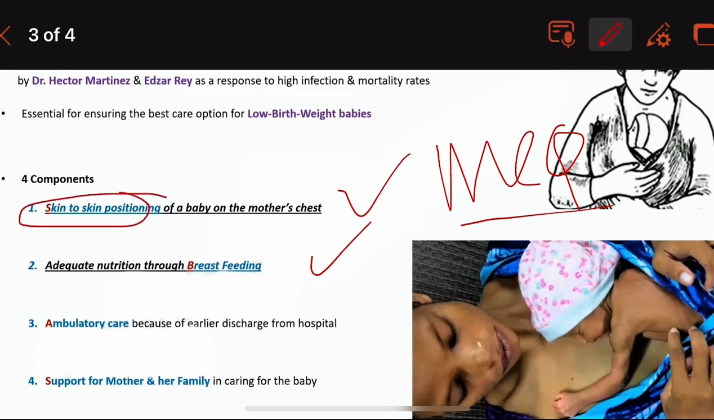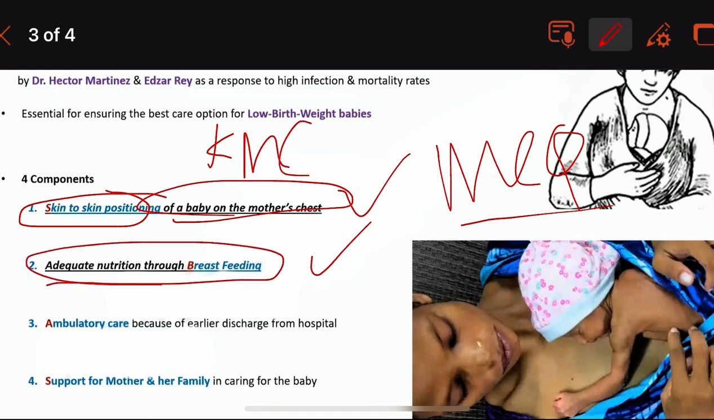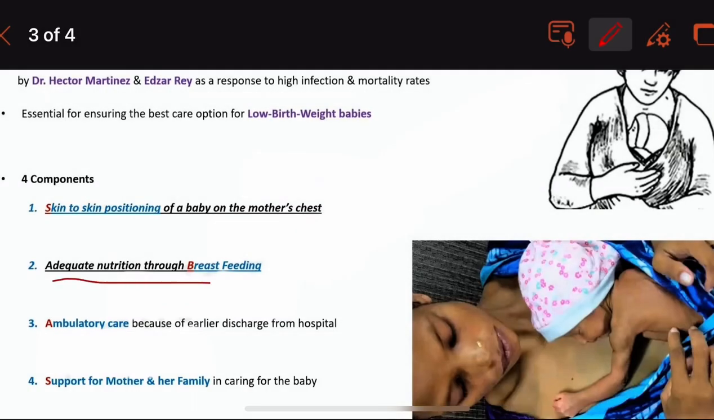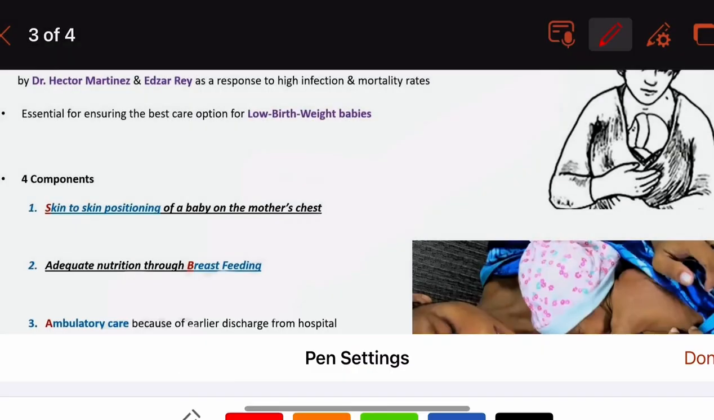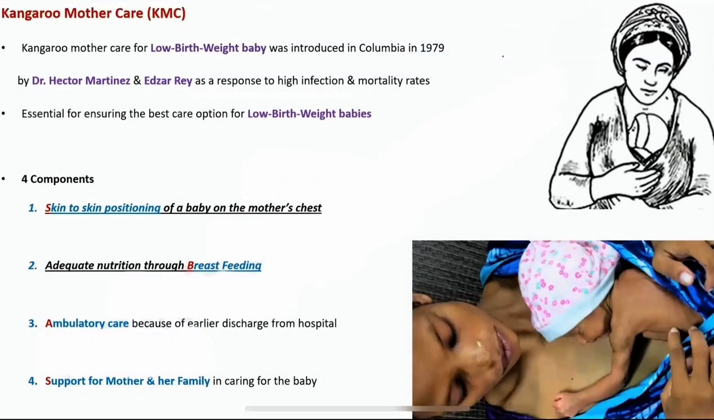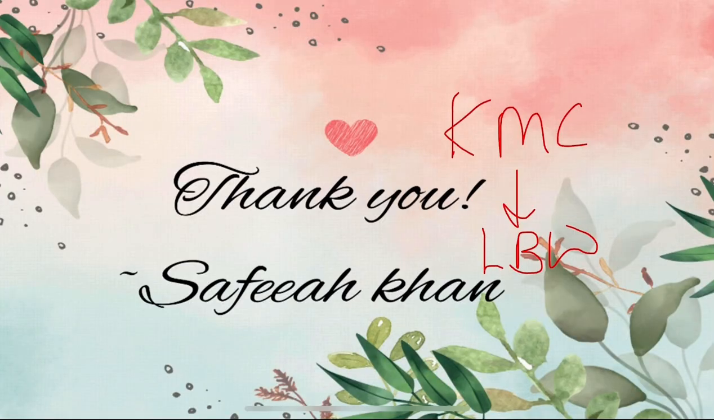The skin to skin positioning of the baby on the mother's chest is kangaroo mother care. The other component, adequate nutrition through breastfeeding, can be done with the help of kangaroo mother care. Adequate nutrition can be given to the baby through breastfeeding, and skin to skin positioning of the baby on the mother's chest is done. So this was all about kangaroo mother care and the MCQs.